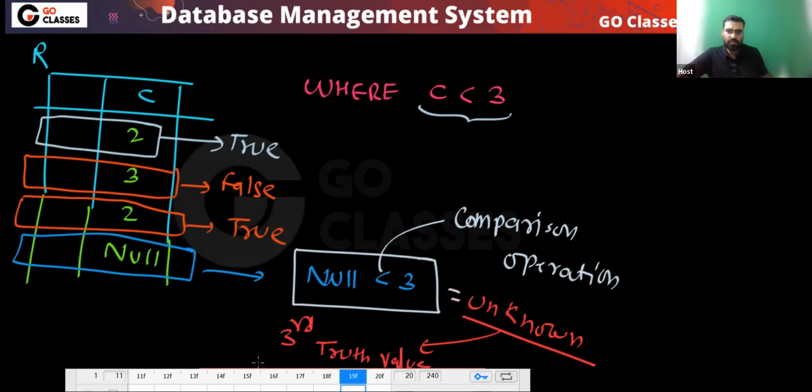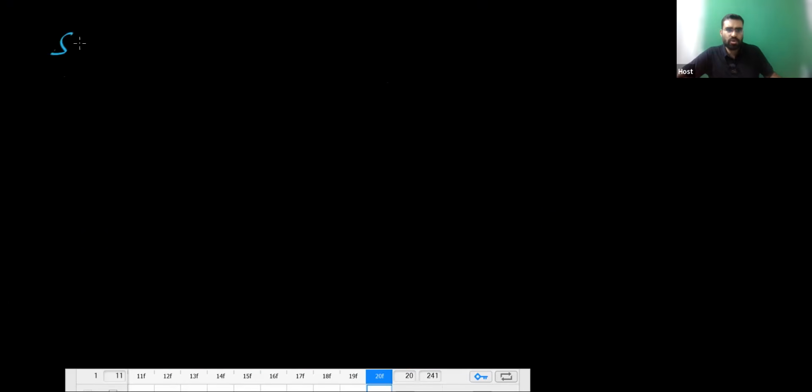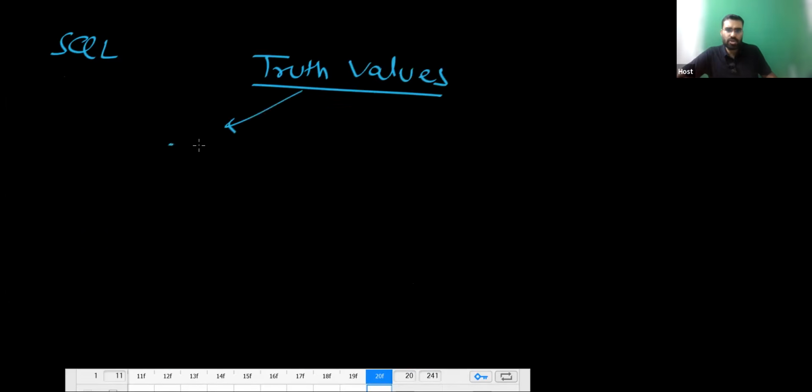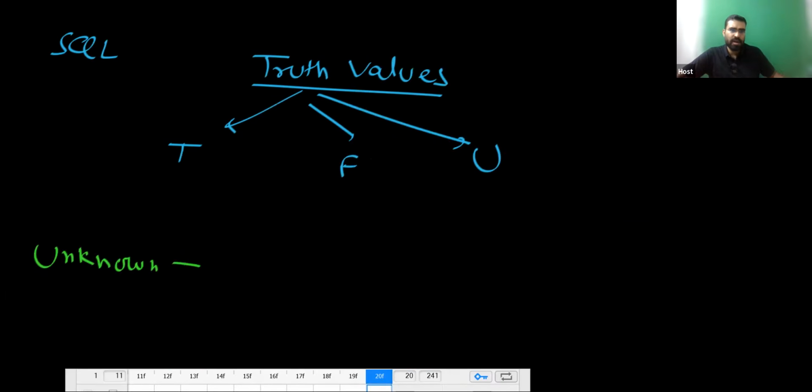Because you know in SQL you have 3 truth values. In SQL, how many truth values are there? There are 3 truth values: one is true, one is false, and another is unknown. Remember, there is a difference between unknown and null, that we have already seen. These things are different.